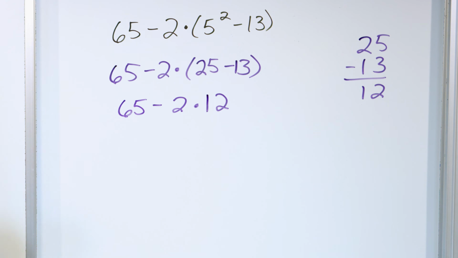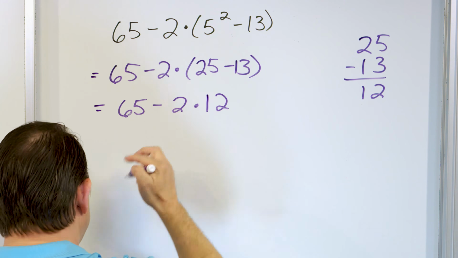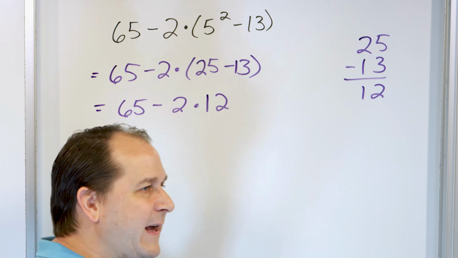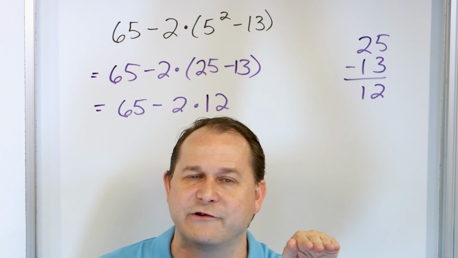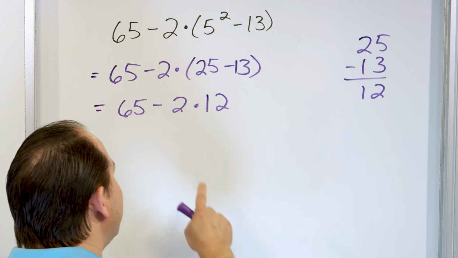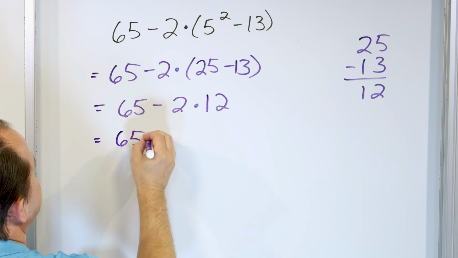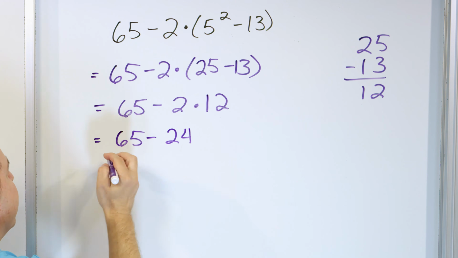All right, now we have to look at this and decide what to do. We have subtraction and multiplication. Remember, you have multiplication and division as the third priority, and then addition, subtraction as the fourth priority. So we have to do this multiplication first. 65, and then 2 times 12 is what? 24.